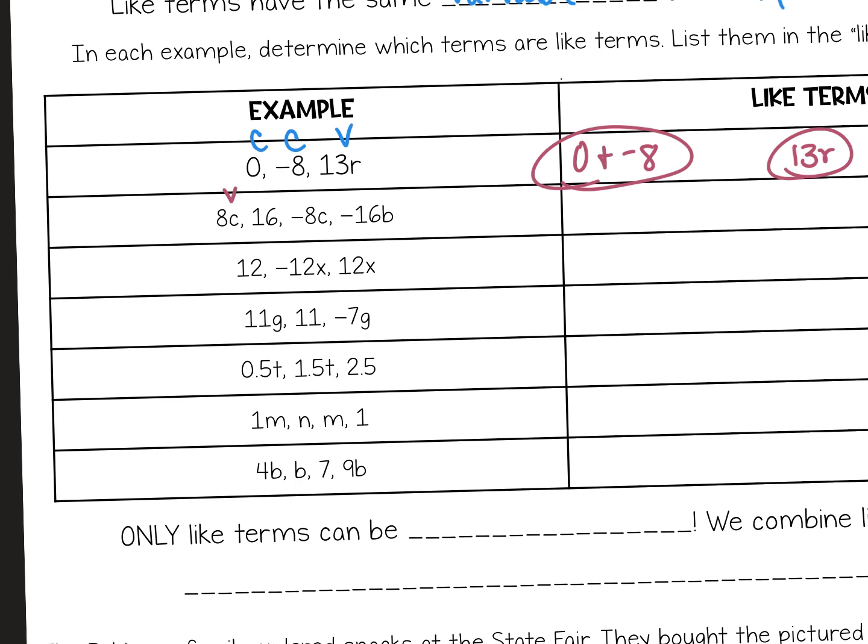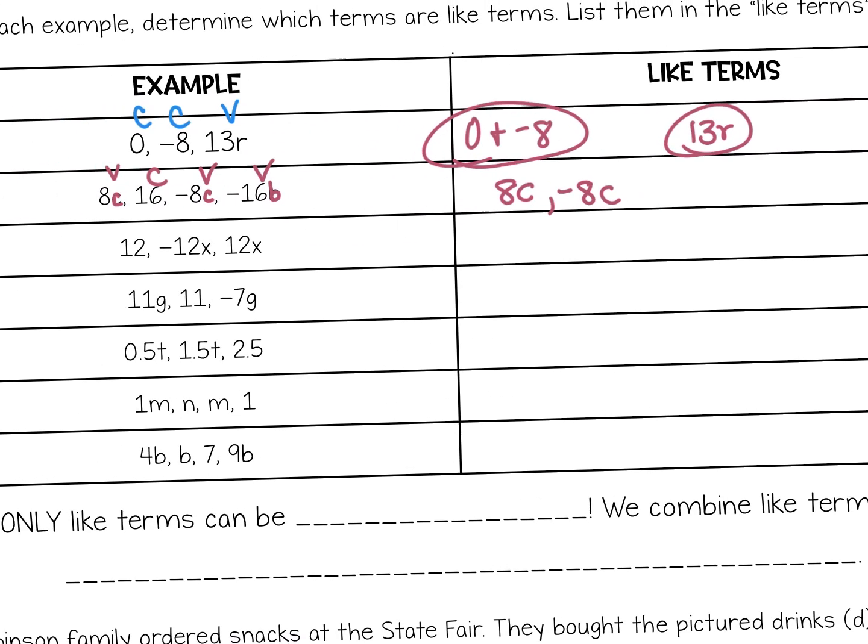Here we have a variable, constant, variable, and a variable term. This time we have different variables. Here's a B, here's a C, and there's a C. So we have two like terms in this cluster, the 8C and the -8C. They're not like terms because they both have an 8 involved. They're like terms because they have C, and C is just to the first power. There's no exponent there to think about. So they are therefore like terms.